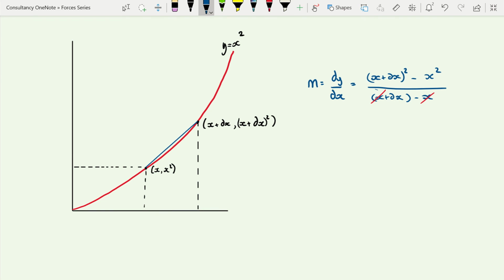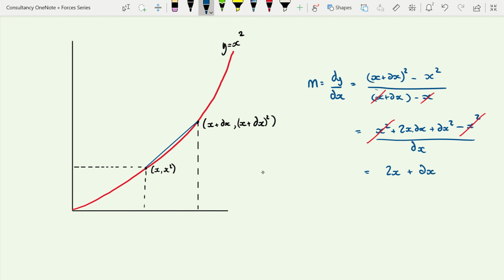And what we're going to do is actually multiply out the top line, because we can see the x squared term is going to get subtracted and cancelled as well. So we're going to do x squared plus 2x dx, plus dx squared, and we're going to subtract from that x squared, and that's all over dx because those x's cancelled. We should now spot we've got some more cancellation, so the x squared cancels with that. And we can also now divide through by dx, because both of these terms have a dx. So we're going to get 2x plus dx.